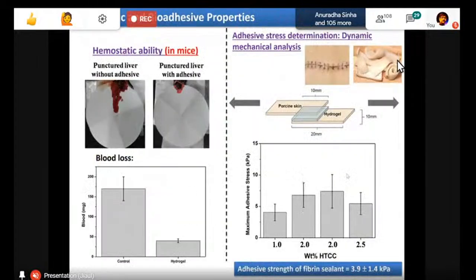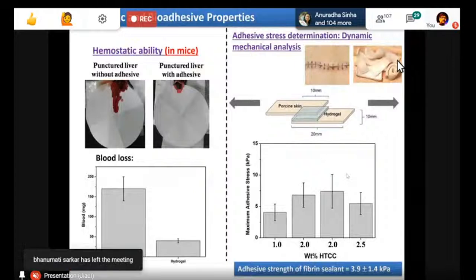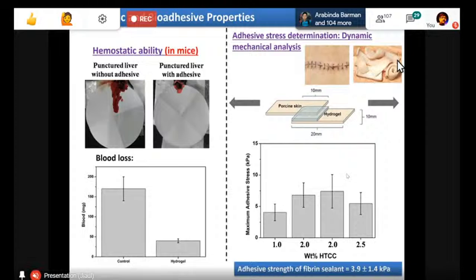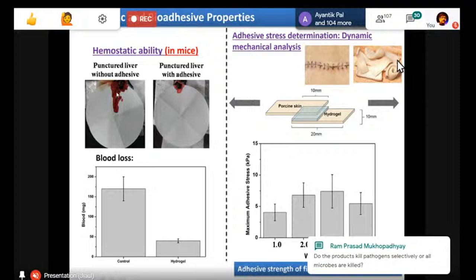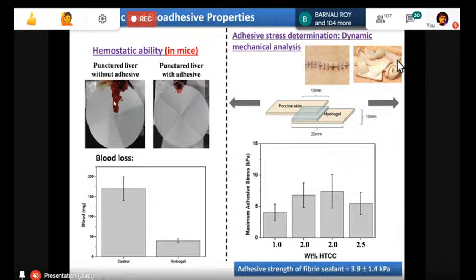So next, we wanted to test whether these hydrogels act as a hemostatic material. That means, can they stop the bleeding? One of the most commonly used methods is the liver puncture method. What we did is one of the lobes of the mice was punctured, and this was the control. We measured the amount of blood coming out after puncturing the liver's lobe. This is the amount of blood that comes out, and this is also evident from this image.